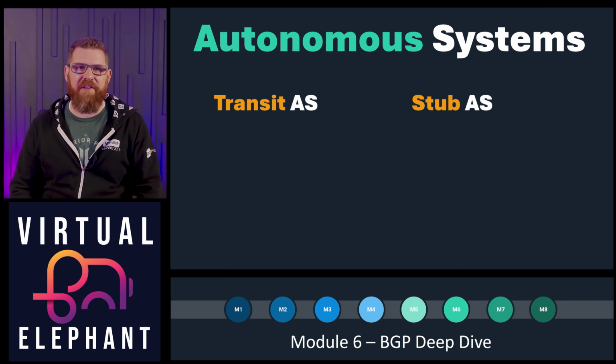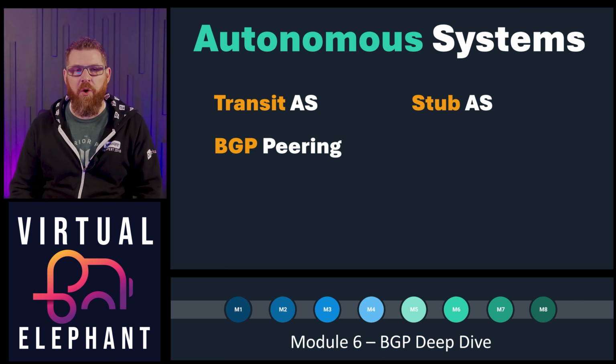BGP routers establish peering relationships or BGP sessions with routers in neighboring ASs to exchange routing information. And peering can be established using physical connections between routers in different ASs or via internal connections, IBGP, between routers within the same AS. We also have AS paths. Now, this is a fundamental attribute in BGP that represents the sequence of ASs through which a route advertisement has been traversed.